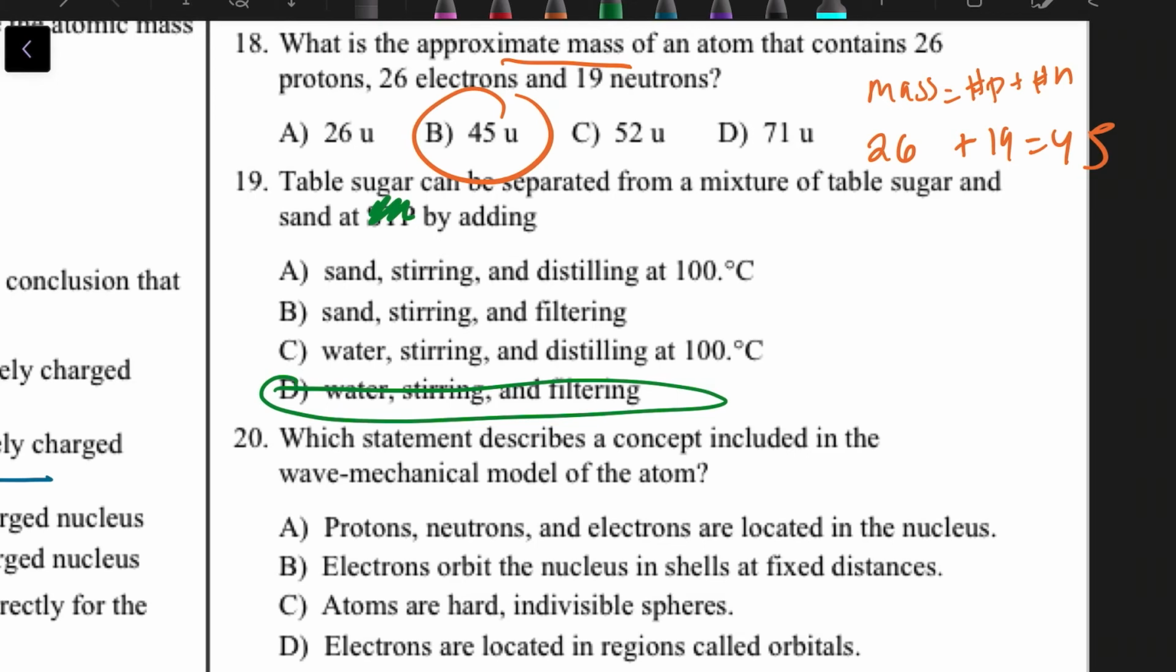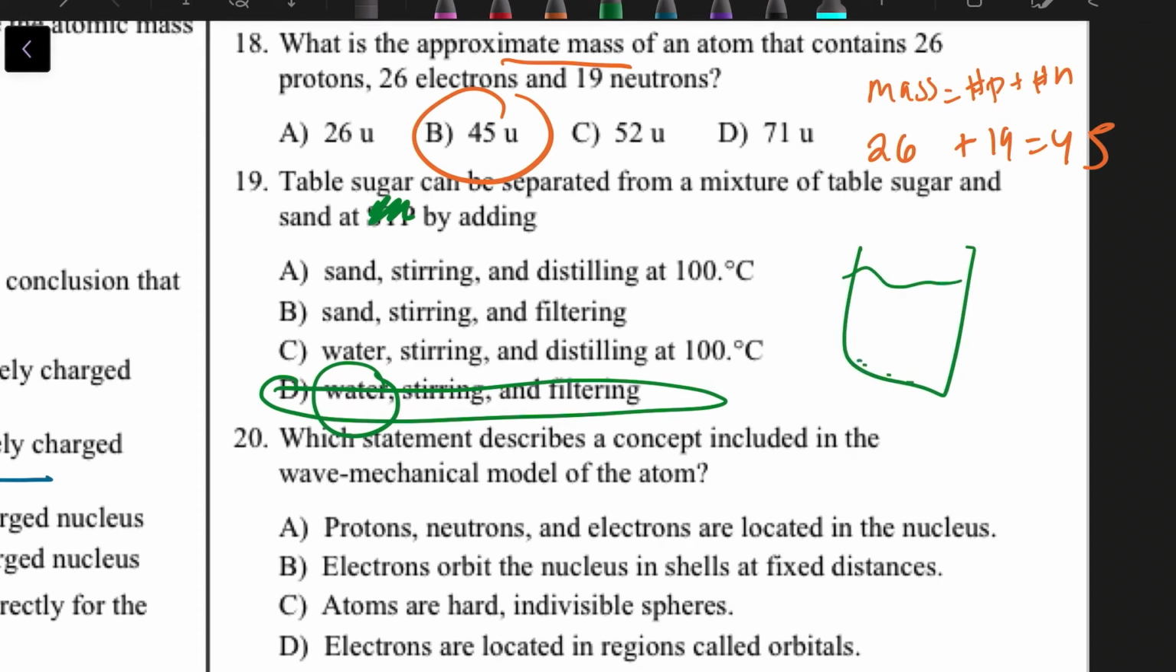Now if you're mixing sugar and sand, sugar can dissolve, sand doesn't. That's why we have beaches. If sand dissolved, beaches would not exist. So when you add that water, the sugar is able to dissolve and the sand does not. Now you stir it, allow all of that sugar to dissolve. Now you have sugar water.